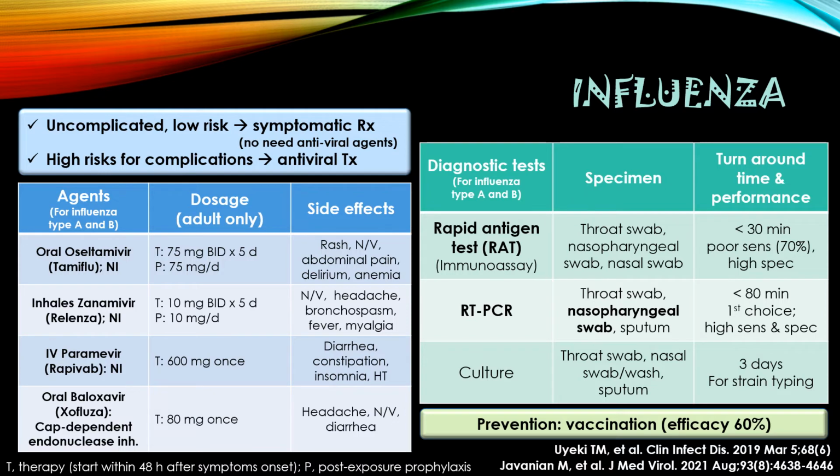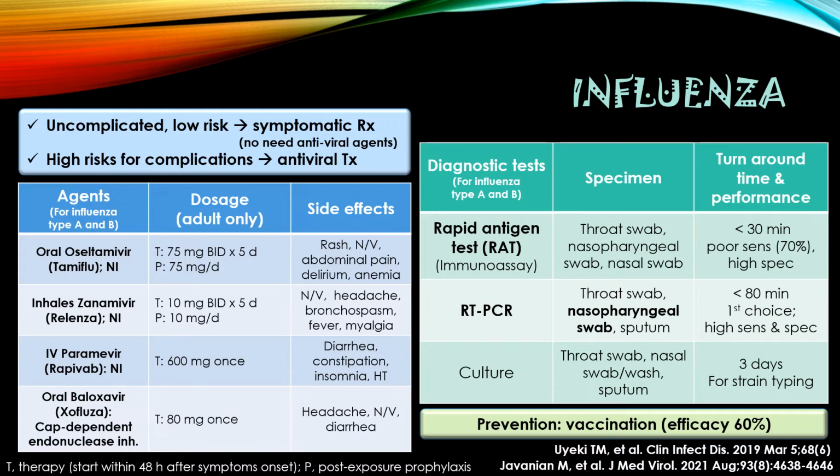Yeah, about the treatment. In uncomplicated cases with low risk for severe disease, symptomatic treatment may be enough, but in high-risk patients, antiviral treatment is given. Previously, we used oral oseltamivir, trade name Tamiflu. It's a neuraminidase inhibitor, given for 5 days.